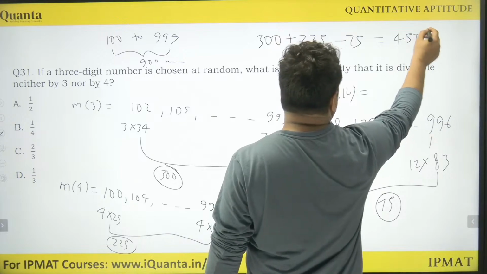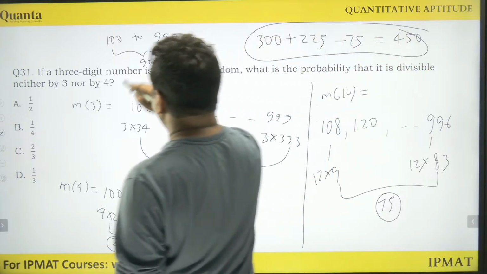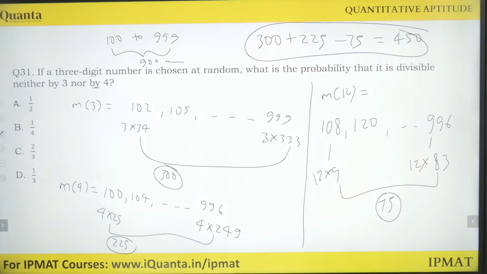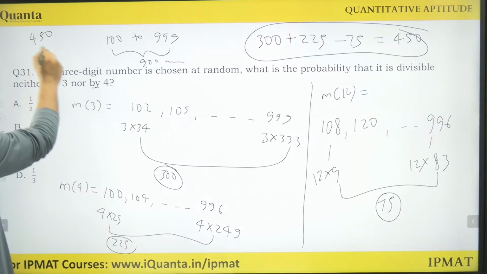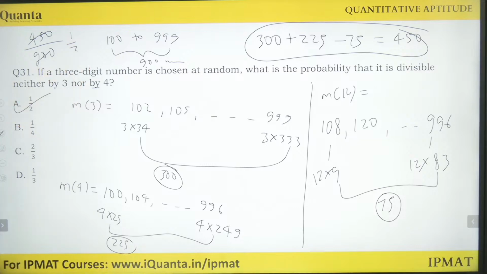450. टोटल लोग कितने थे? 900. हमें क्या चाहिए? वो जो इसके मल्टीपल्स नहीं है. So 900 minus 450. So answer is 450 numbers are there which are not multiples of 3 or 4. Total numbers are 900. The probability is 1 by 2. We'll go with option A.